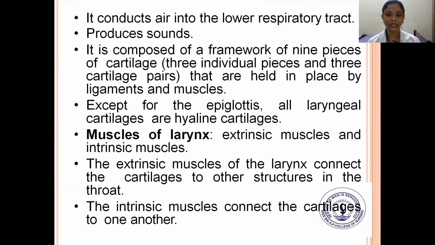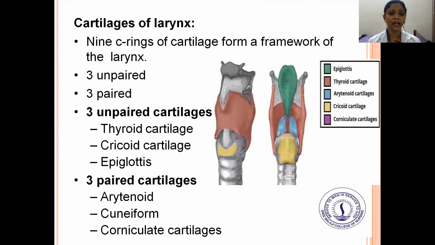The muscles of the larynx: extrinsic muscles and intrinsic muscles. The extrinsic muscles of the larynx connect the cartilages to other structures in the throat. The intrinsic muscles connect the cartilages to one another. Next, the cartilages of the larynx. 9 cartilages form the framework of the larynx, that is, 3 unpaired and 3 paired. The 3 unpaired cartilages are thyroid cartilage, cricoid cartilage, and epiglottis. The 3 paired cartilages are arytenoid, cuneiform, and corniculate cartilage.